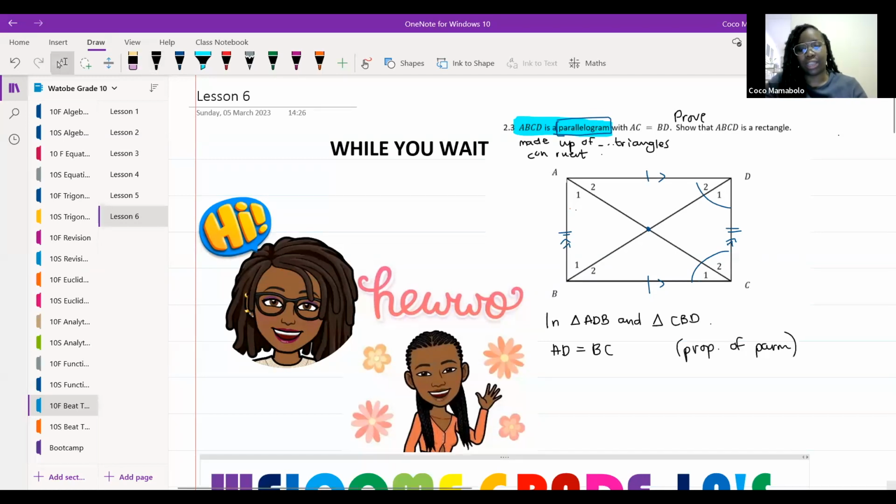That's the first thing. Can anybody think of anything else that we could possibly look at here and try and prove? Anything else? There's always that one side. Yes, that's it, Sipokazi. That's what I was hoping to hear. Good. We know that BD is common.